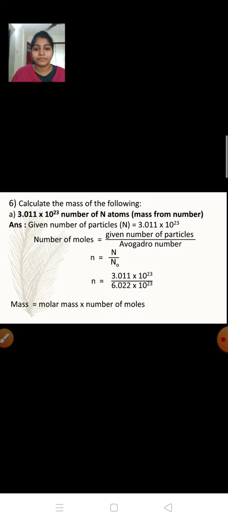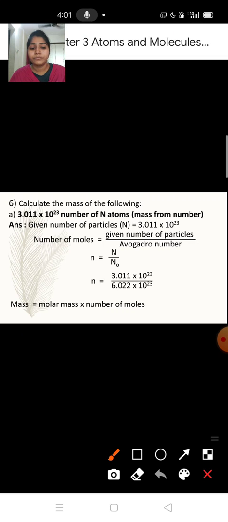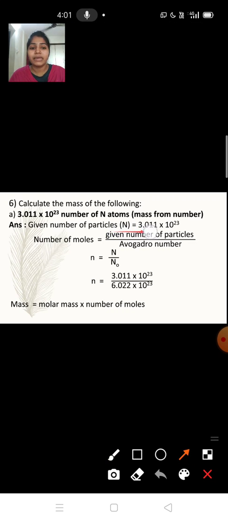Now sixth one. Again over here we have to calculate the mass. But over here what is given? 3.011 into 10 raised to 23 number of nitrogen atoms. In the previous sum what was given? Mole was given, and from mole we have to find out the mass. Now in this sum what is given? Number, that is capital N, right? Number of particles is given, and from that we have to find out mass. So we know capital N is given as 3.011 into 10 raised to 23.